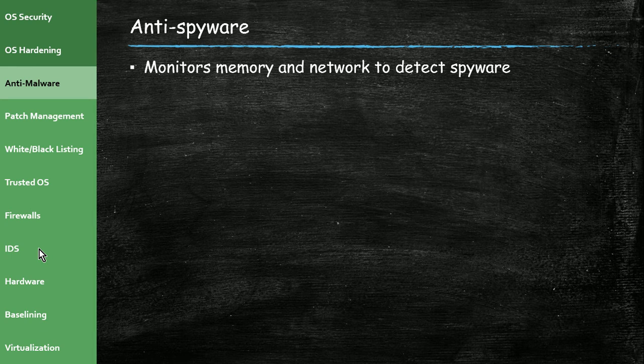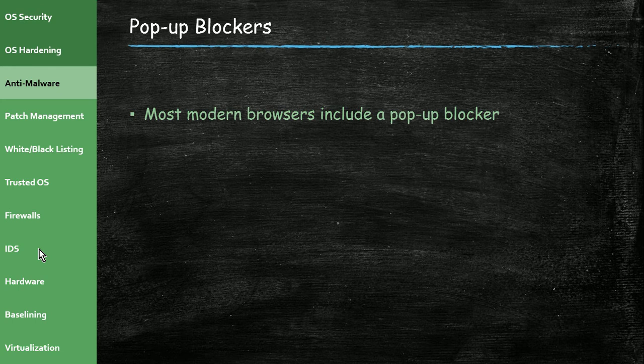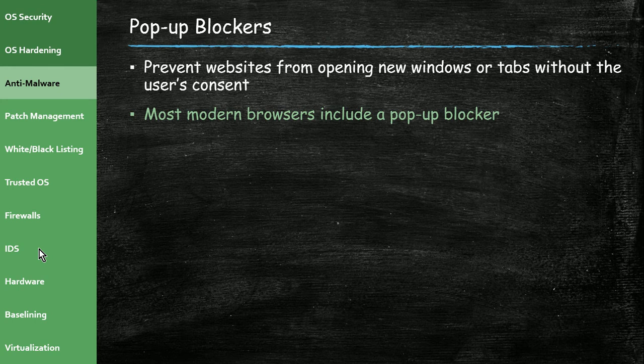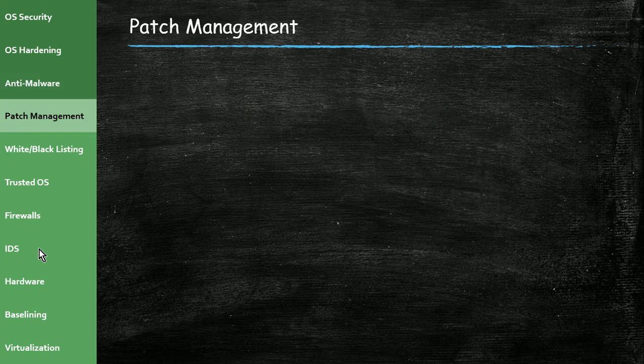Anti-spyware basically can monitor memory and network to detect spyware. That's pretty straightforward. Pop-up blockers, I'm sure a lot of you have been annoyed by pop-up blockers, but they basically prevent websites from opening new windows or tabs without the user's consent. So if something's trying to be opened without the user saying it can open, most modern browsers will automatically block those pop-ups. There was a time, years ago, where you'd have to download a third-party utility to do this, but just about all the browsers today have a pop-up blocker baked in, so we don't have to worry so much about that.